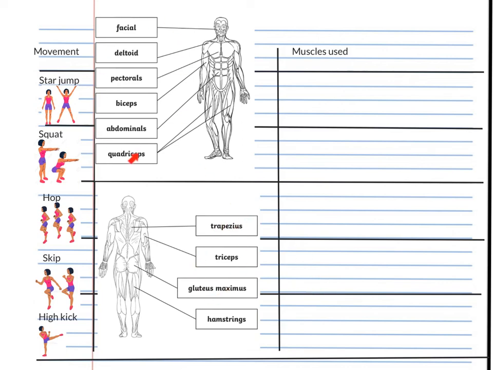I've left them up so you can use them to help you. So can you press pause now, go and do some star jumps, come back and write what muscles you think you use to do your star jumps. Press pause now while you do that.